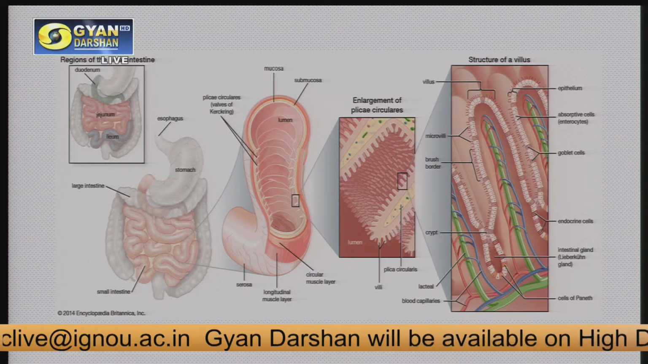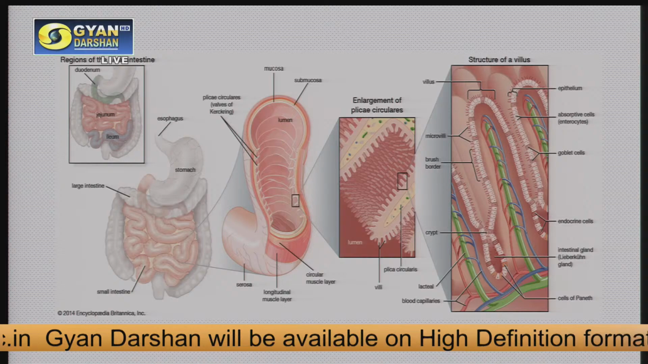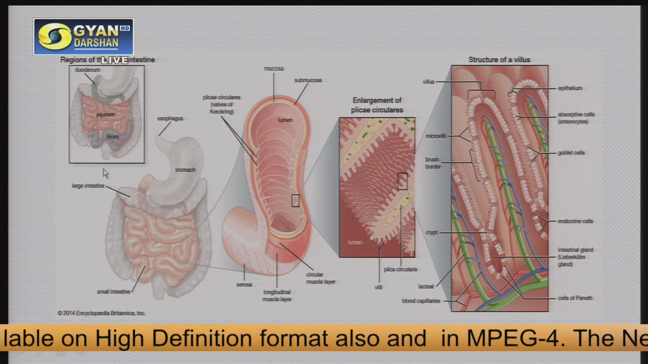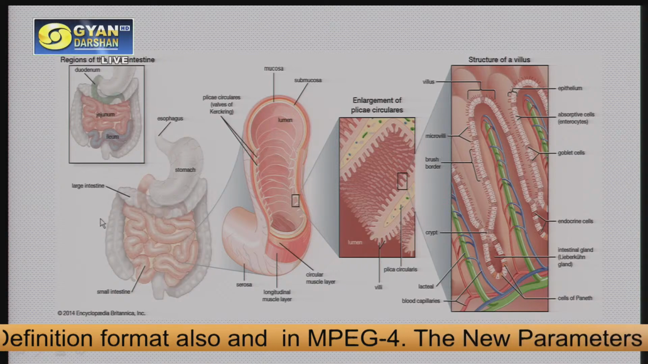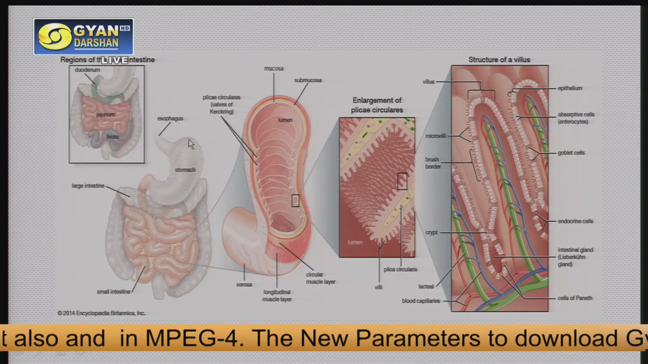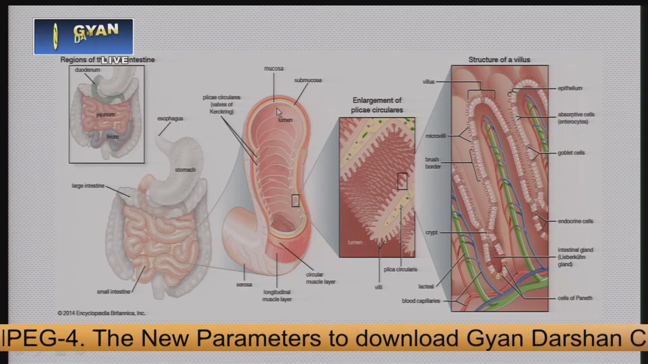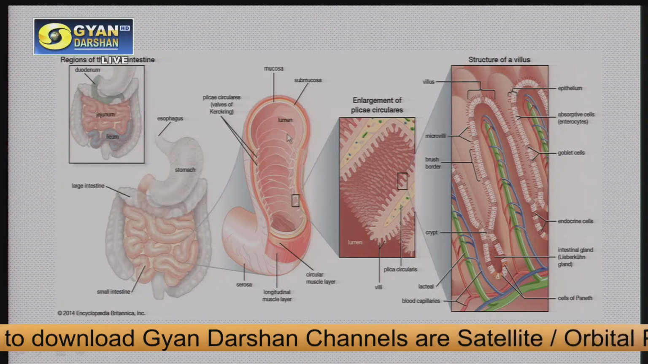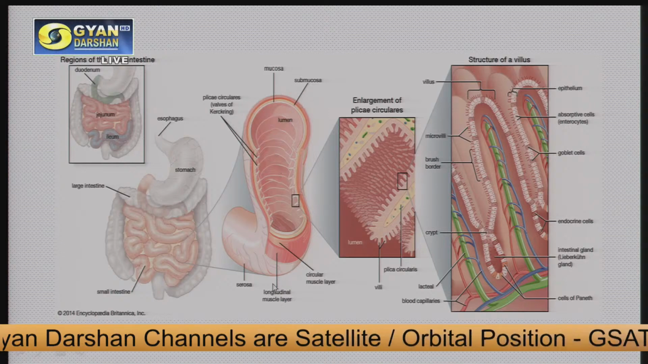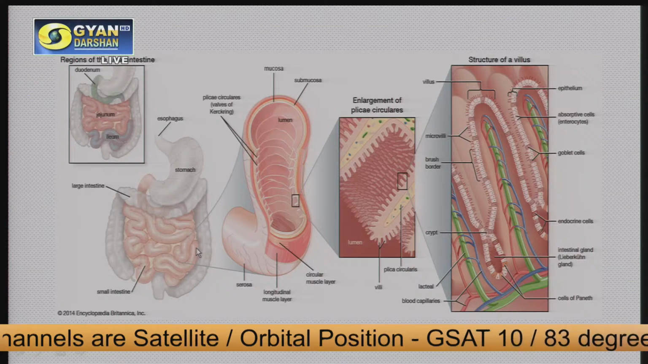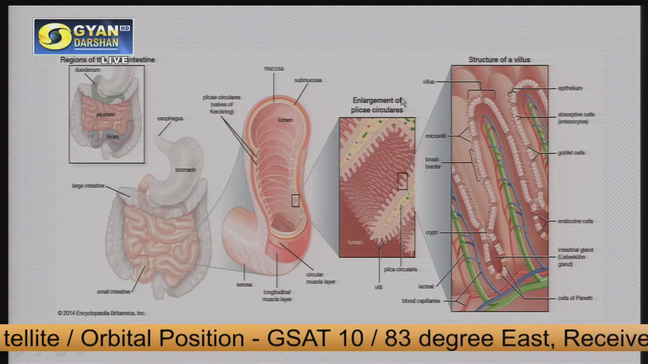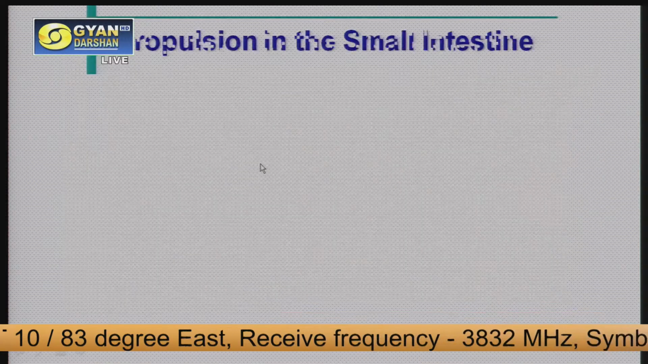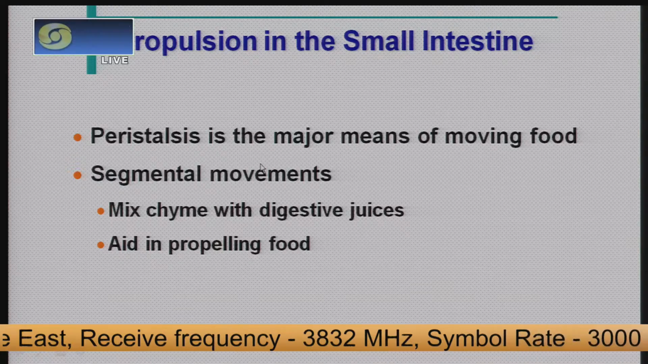You can see this shows the regions of the small intestine. First, you can see the duodenum, jejunum, ileum. These are the 3 parts. Then you see here the large intestine and small intestine. This is the stomach, esophagus, and these are the folds of Kerckring. This is mucosa, submucosa. Then it is lumen, circular muscle layer, longitudinal muscle layer, then this is the serosa. And these are the enlargements of the different plicae circulares which you can see here. These are the small structures and this was the bigger structure.